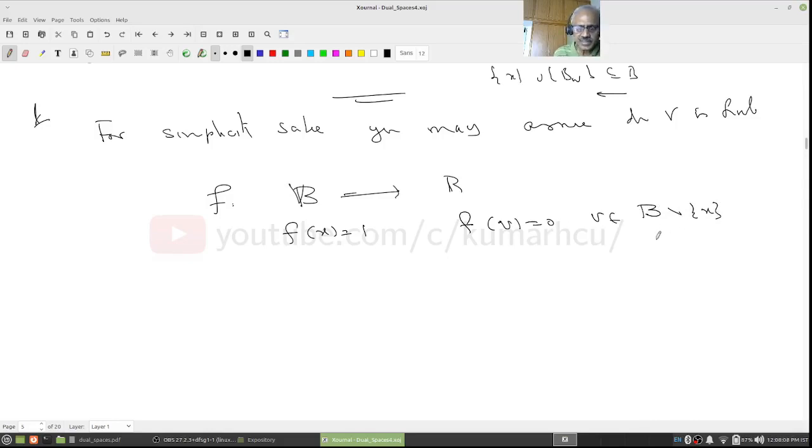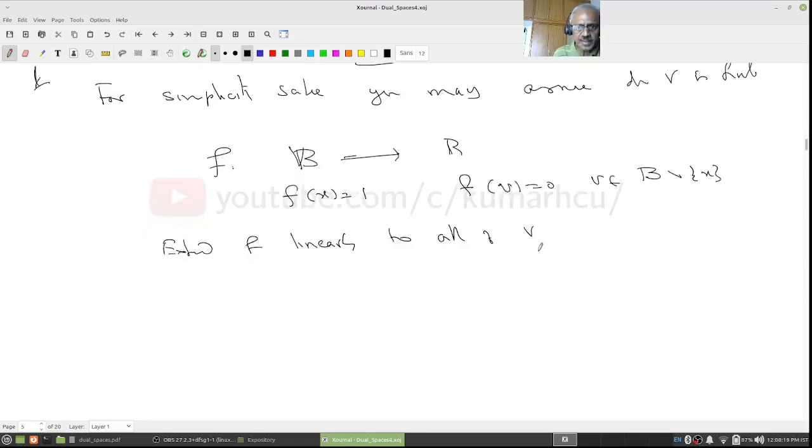Remember, B is the basis, right? Okay. Then extend this f linearly to all of V. What does that mean? You give me any vector v in V, then I can write v as some a x plus b1 v1 plus ... plus bn vn, where v1, v2, ..., vn and x are all in the basis B.